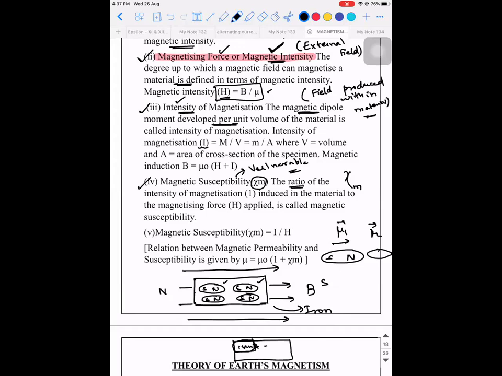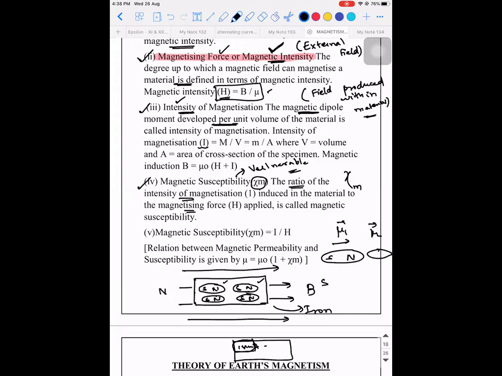The ratio of intensity of magnetization, that is the output, to the applied input, which is the magnetizing force, is what is called magnetic susceptibility. It is something similar to the efficiency of a material. Are you guys able to understand?